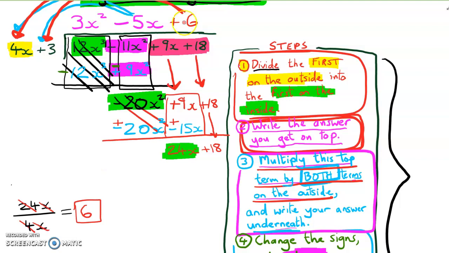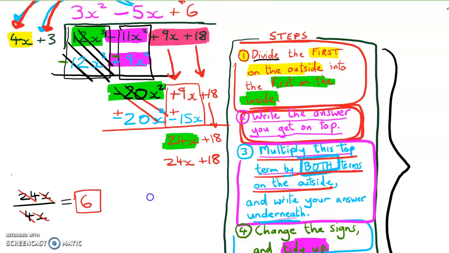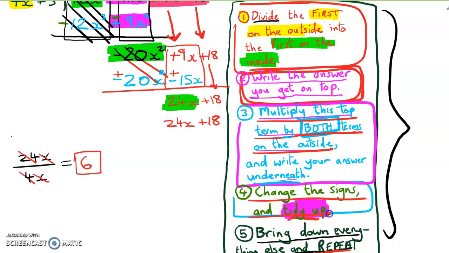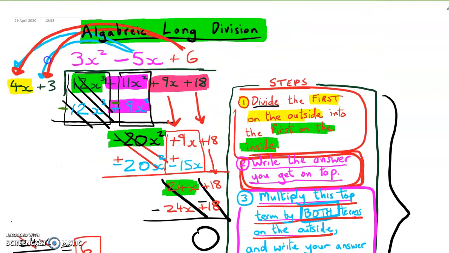Okay, so 6 by 4x is 24x, and 6 by 3 is 18. Change the signs. So that's going to become a minus, and that's going to become a minus. That will cancel with that, and that will cancel with that, and you're left with 0. So you've got the answer. The answer is up here.